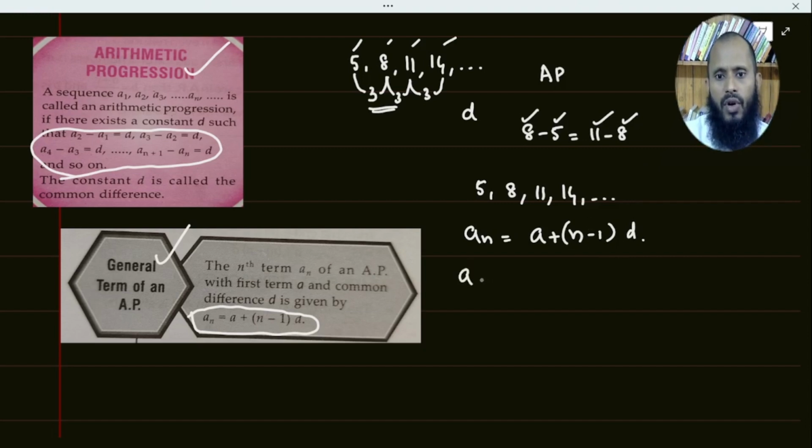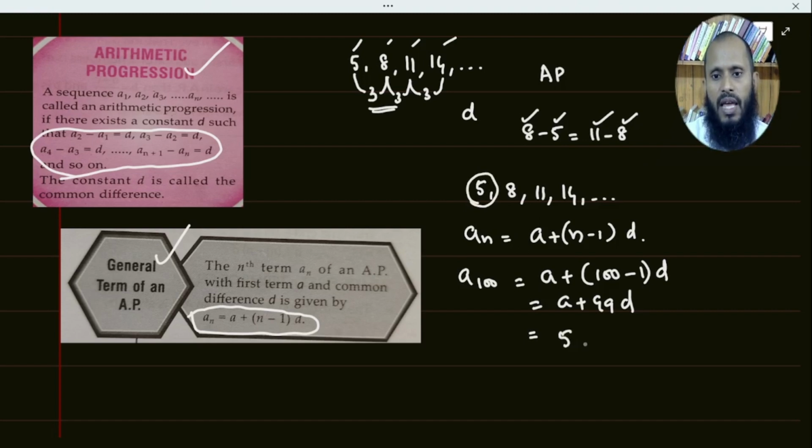So, if I want to find the 100th term, I'll just write a100. In place of n, I substitute n by 100. a100 will be equal to a plus, again instead of n, I'll write 100 minus 1 into d. So this is nothing but a plus 100 minus 1 is 99, so a plus 99d. Okay. Now, in this formula, a means the first term. In our case it is 5.